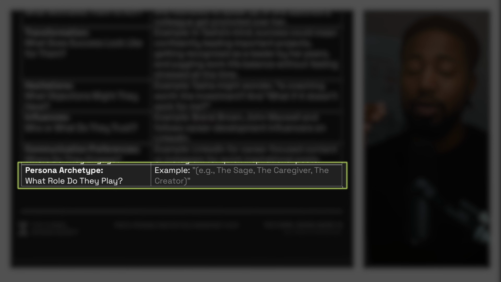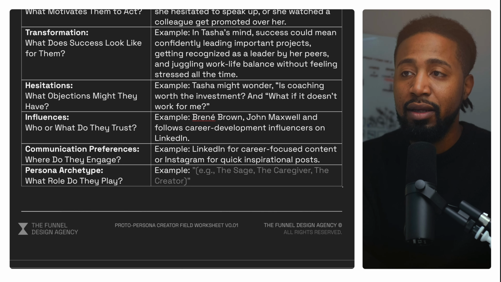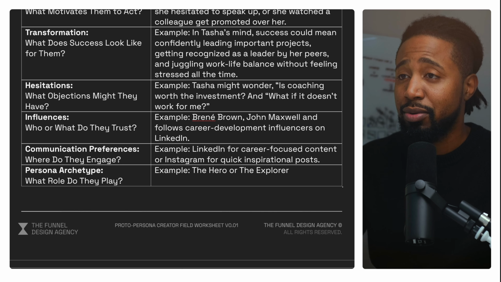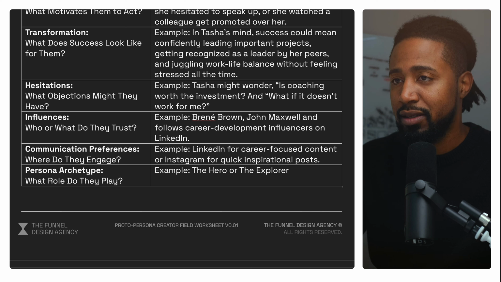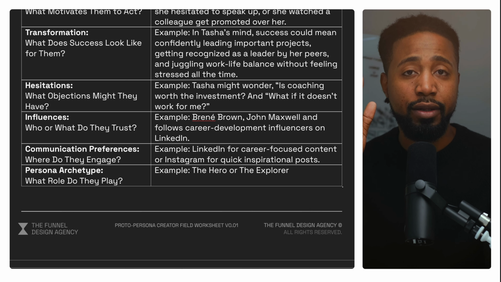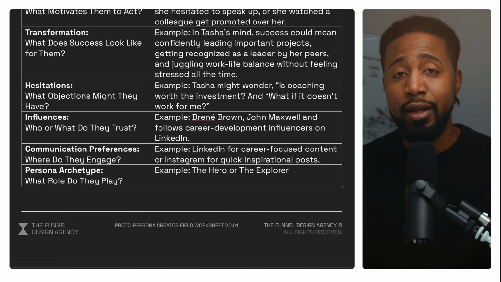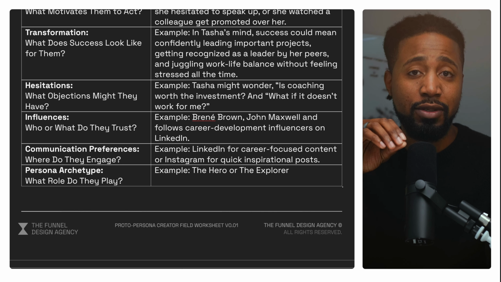And next is going to be your persona's archetype. And the question we want to answer here is, what role do they play? So an archetype is going to add depth to how they see themselves and the kind of messaging that they actually respond to. So is Tasha the hero looking to prove her worth through action, or the explorer craving new experiences and knowledge? But let's say that the hero is her dominant trait. So if she's the hero, she's going to be driven by big challenges. So in your messaging, you can speak to her sense of ambition and bravery. I actually made a video that goes over the 12 classic persona archetypes, which you can watch here.